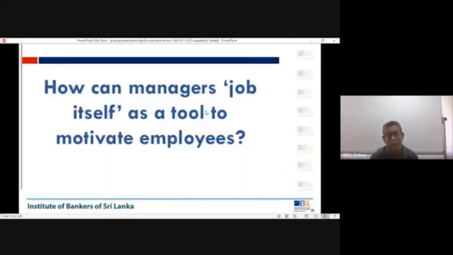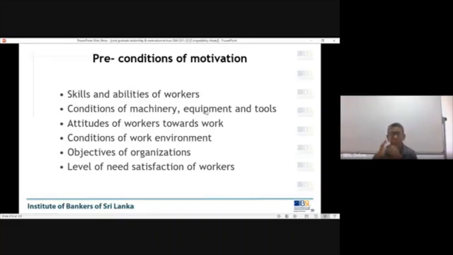Right? So how can managers motivate employees? One of the tasks of the manager is to motivate your employees. So let's now look at it. What are the preconditions of motivation?